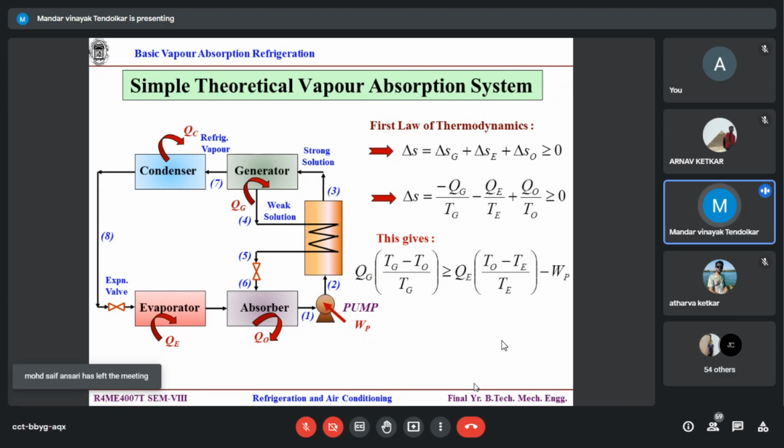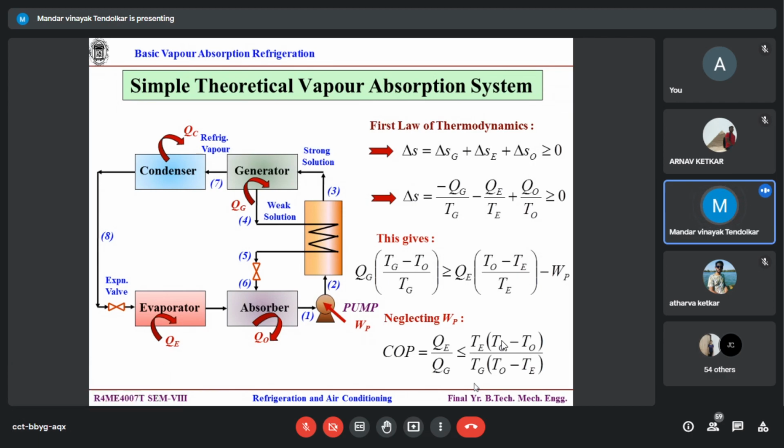Fine. And now you can observe that if I suppress this Wp, compressor pump, pump work is very, very small. So if I put it at 0, then what I get is Qg into this bracket on the left hand side and Qe and the other bracket on the other side. So while getting transferred over there, it would be the reciprocal, Te divided by T naught minus Te. Correct? And then I will try to find out the COP expression. What is my COP? Refrigeration effect QE, evaporator, divided by the input Qg.